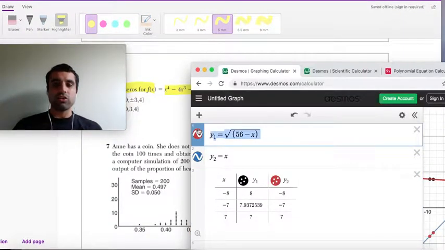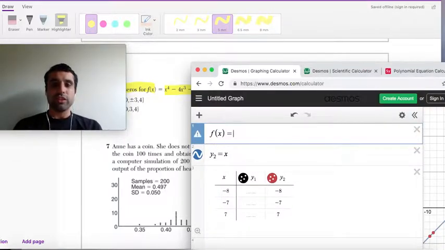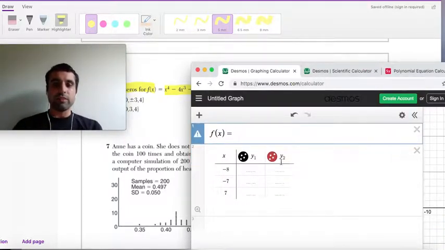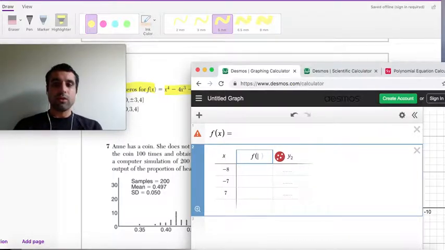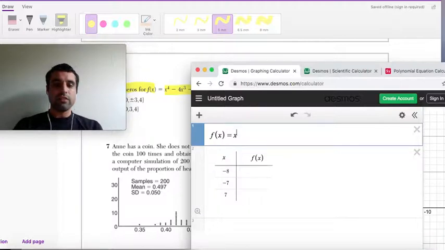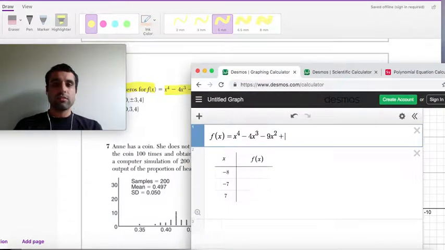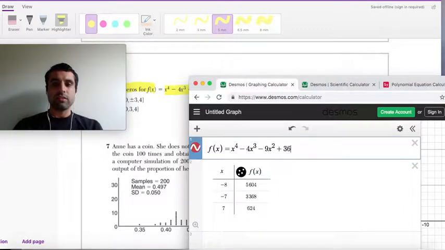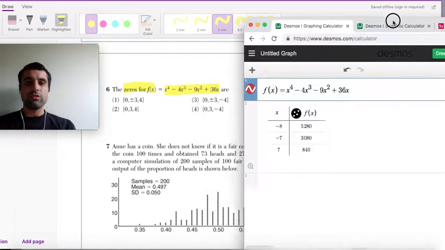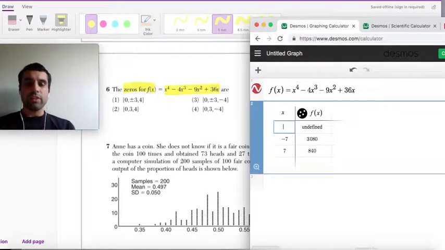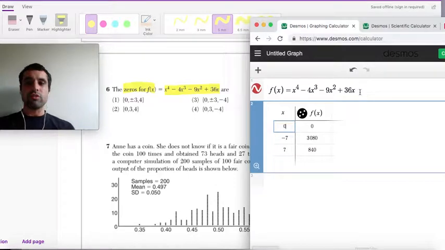And I'll even change this to f of x, because we could do it in this calculator, which I didn't know at first. I'm going to get rid of this column. And I want to just have f of x here. I could have put y. I know most calculators don't allow you to do that. So x to the 4th minus 4x cubed minus 9x squared plus 36x, I believe. Yes. And we are going to just look for the zeros. So all of them are giving 0 as an option. And yes, if you substitute 0 for x, all these terms will become 0 when you multiply x by anything.